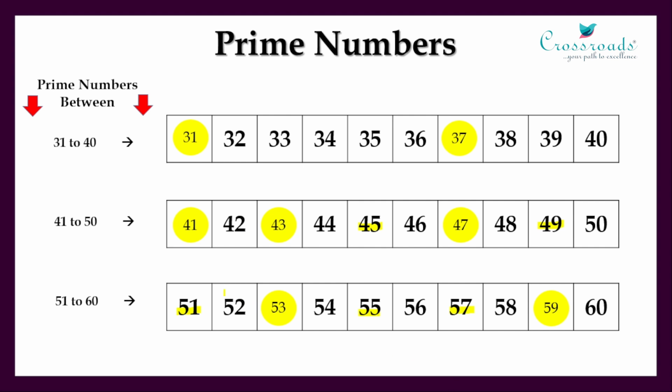So 51 is a multiple of 3, right? 3 17s are 51 and 57 is again a multiple of 3. 3 19s are 57, right? Hence, being multiples of 3, again they are composite numbers. They have more than 2 factors. And 55. 55 is a multiple of 5 and also 11. So, 5 11s are 55. Hence, it's a composite number.